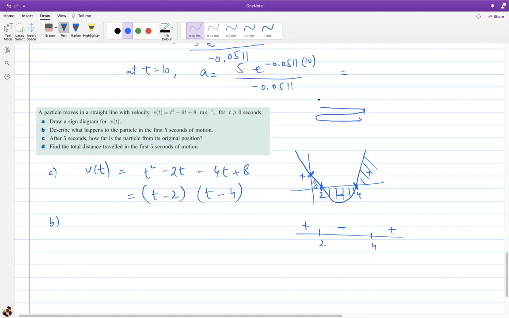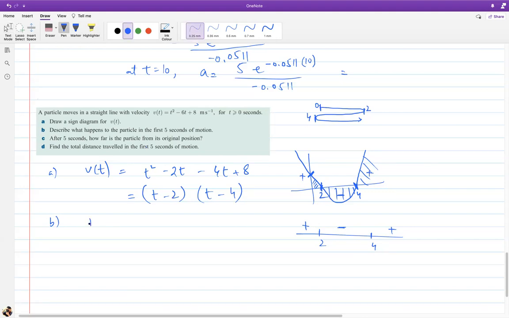So when it was at t is equal to 0, it was here. At t is equal to 2, it was here. At t is equal to 4, it was here, and then it started going. So this is how this thing is changing its velocity. Okay. After 5 seconds, how far is the particle? Okay, so we want to find distance.